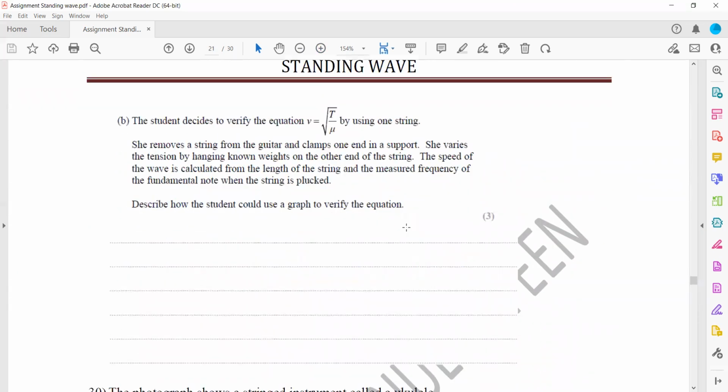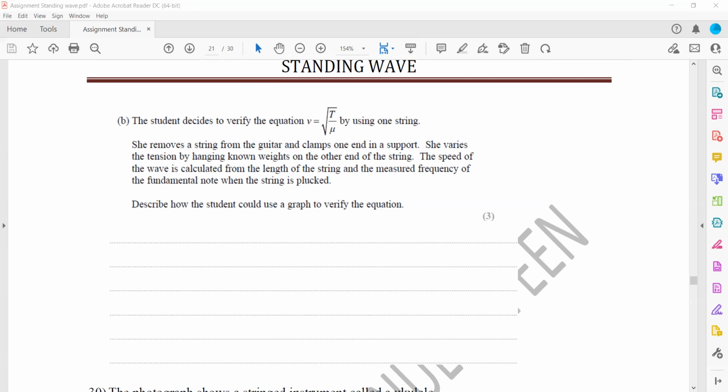In part B, the student decided to verify this equation by using one string. She removed a string from a guitar and clamped one end in a support, and she varies the tension by hanging weights. The speed of a wave is calculated from the length of the string, and she measures the frequency of the fundamental note when the string is plucked. Describe how the student could use a graph to verify this equation. The student wants to verify that this equation is correct.